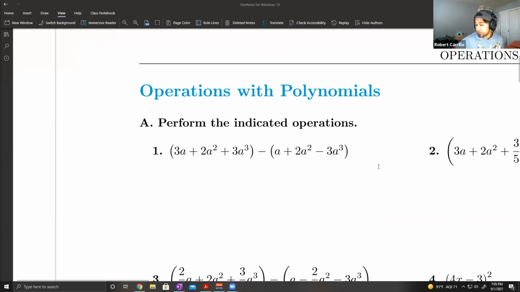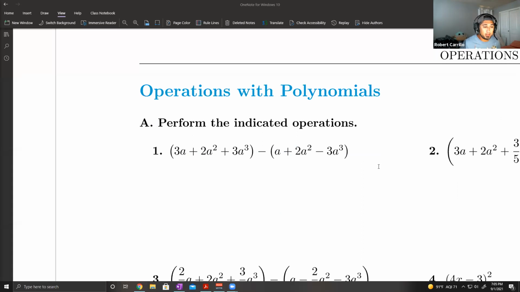Today we have operations with polynomials, which means we're going to add polynomials, subtract polynomials, multiply polynomials, all that lovely stuff. And then after this, hopefully we can get into the first part of percents, proportions, and all that. Okay. So starting with number one, we want to perform the indicated operations.